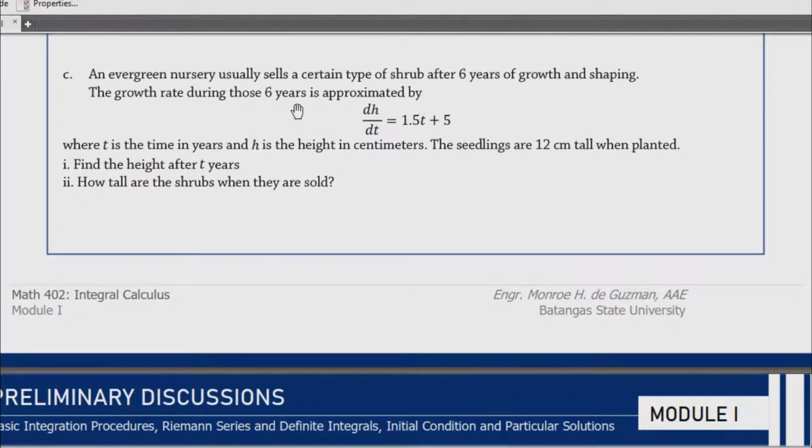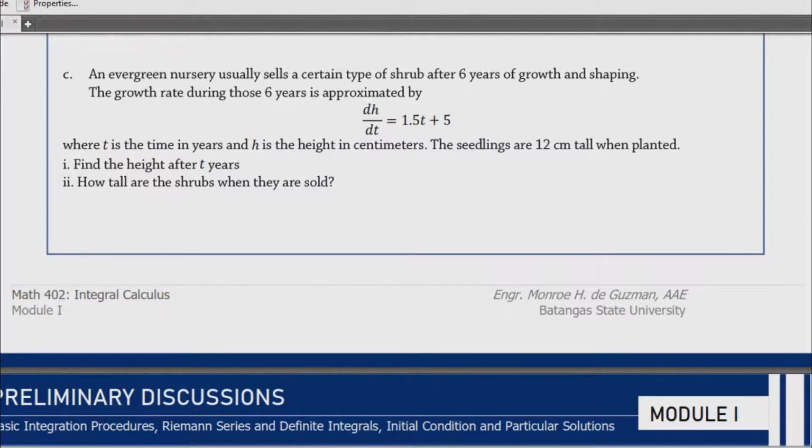Now, an evergreen nursery usually sells a certain type of shrub after 6 years of growth and shaping. The growth rate during those 6 years is approximated by, so ito yon, dh with respect to dt is equal to 1.5t plus 5. So, ganito lang ibig sabihin nun, if you have a function that is expressed in terms of t years, then if you try to differentiate that expression, then that should be your derivative in terms of time. So, yung t natin is time in years, and then h yung height in centimeters. The seedlings are 12 cm tall when planted. Find the height after t years and how tall are the shrubs when they are sown.